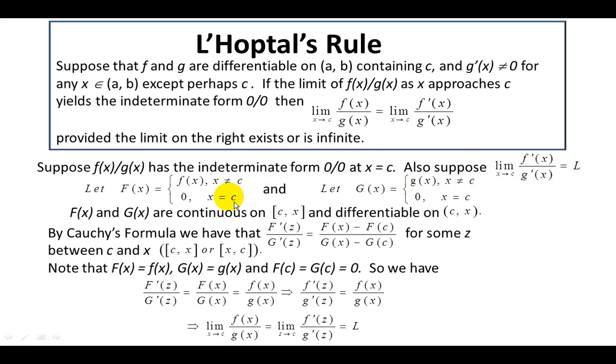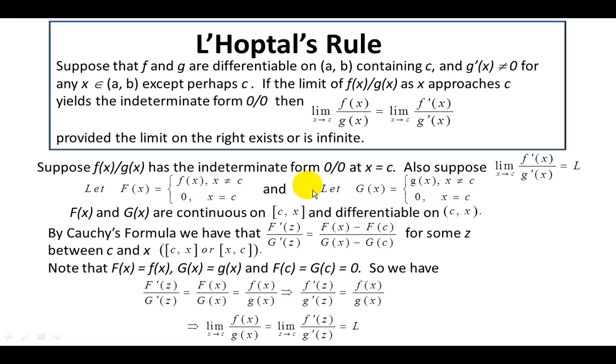Now, what I want to do is define two functions, capital F of x, which I'll define this way. I'll say capital F of x equals f of x, provided that x does not equal c. But if x equals c, then capital F of x just equals 0. So capital F of c equals 0. I define capital G of x the same way. Capital G of x equals g of x, lowercase g of x, as long as x does not equal c. But if x does equal c, then capital G of c equals 0.